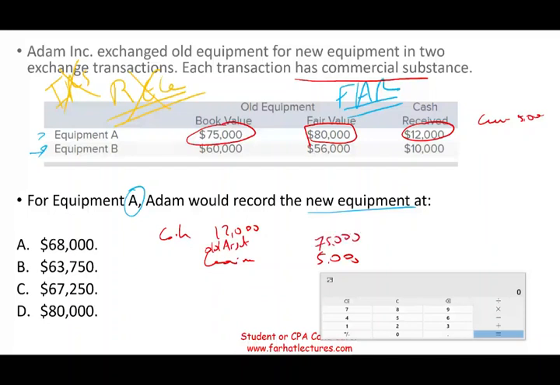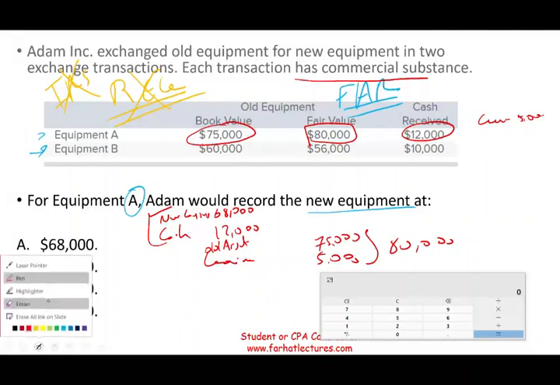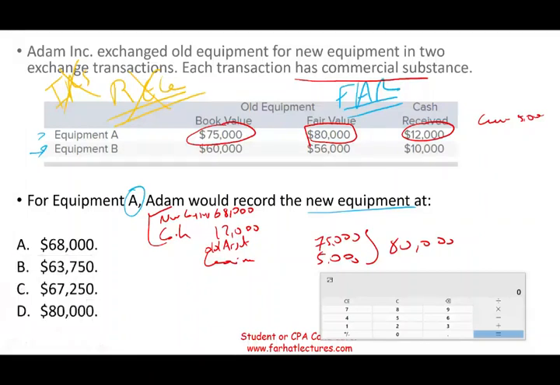Well, at this point, if you are stuck, guess what? If you know that you accounted for everything. So this is 80, and therefore all what we're missing is a debit of 80. It means we are missing a debit of new equipment of 68. So the new equipment is recorded at 68. Whoa, hold on. Didn't you just say that it's based on what you gave up? I gave up an asset worth 80,000. Why am I recording the new asset at 68, new equipment?